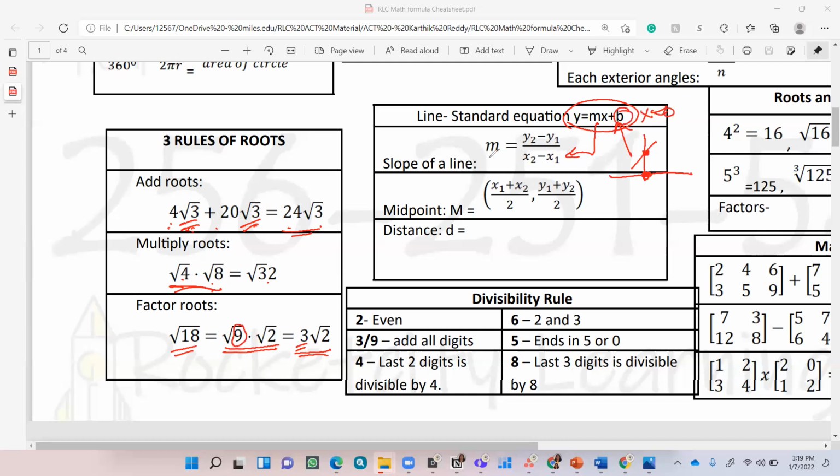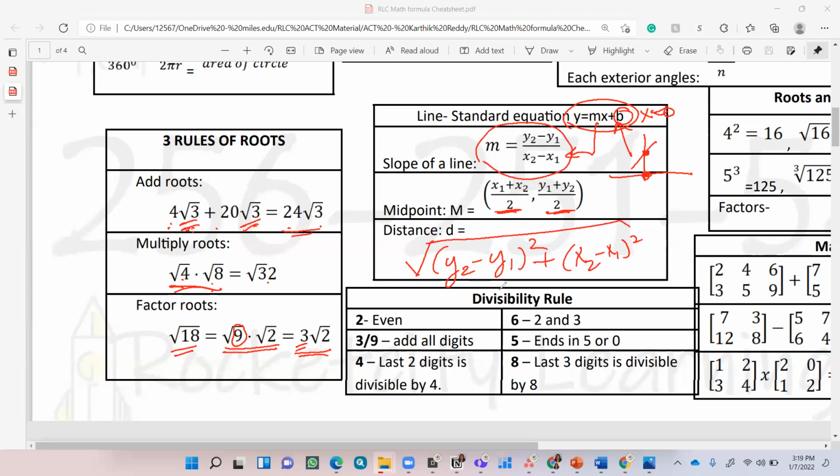If slope is not given and 2 points are given, then change in y over change in x, or rise over run, will give you the slope. Midpoint is just the average of the 2 points: x1 plus x2 over 2, y1 plus y2 over 2. Slope we can always remember as y2 minus y1 over x2 minus x1. The distance formula is the square root of y2 minus y1 whole squared plus x2 minus x1 whole squared.